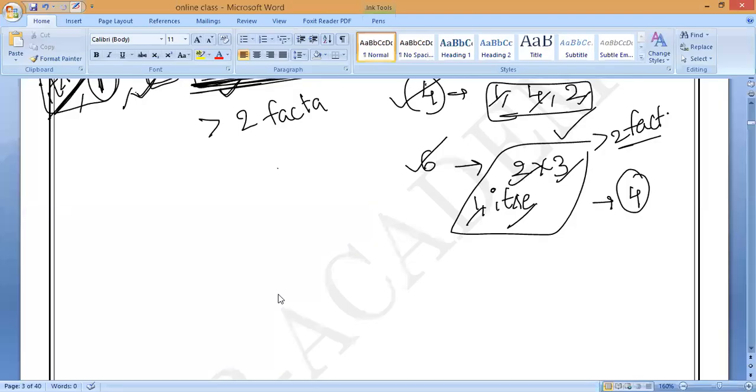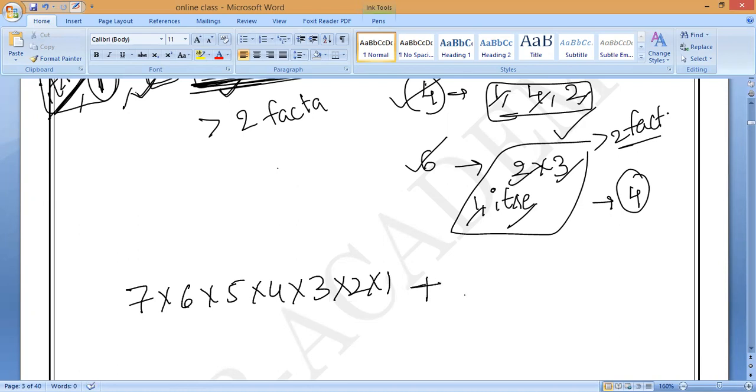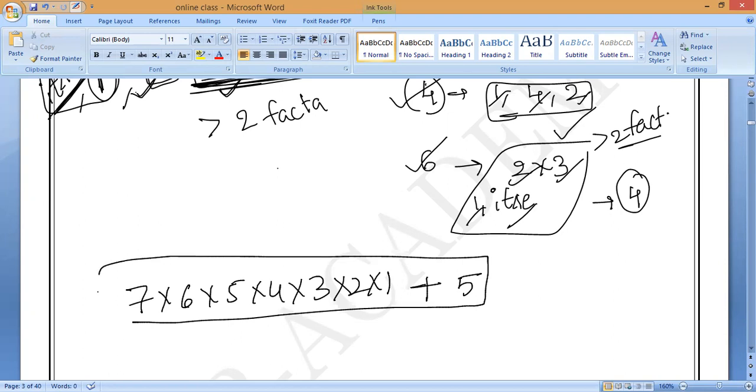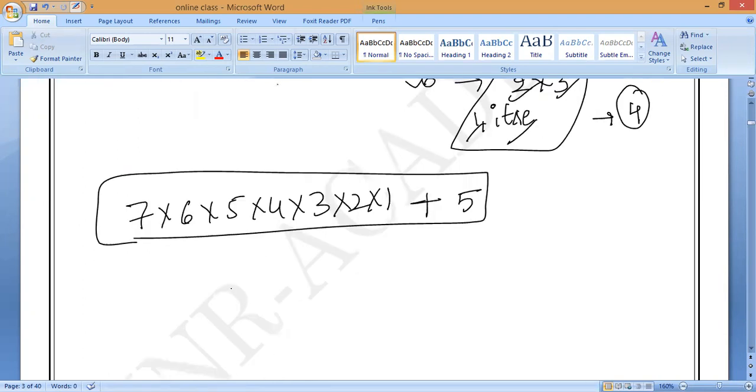What is the given number? 7 into 6 into 5 into 4 into 3 into 2 into 1 plus 5. Here we have to show that this is a composite number. First, write the composite number definition. Composite number means more than 2 factors. It is called a composite number.